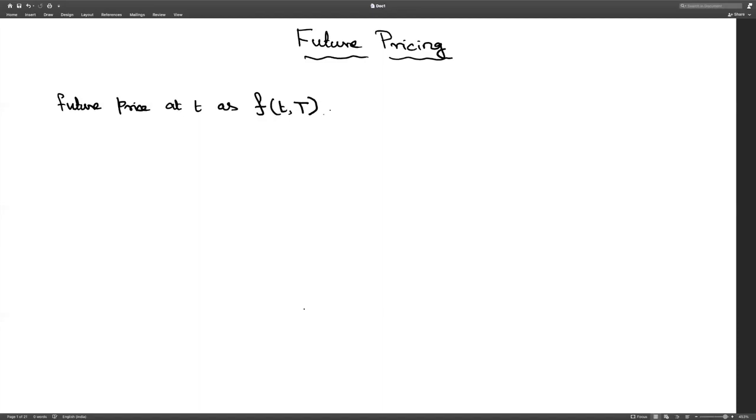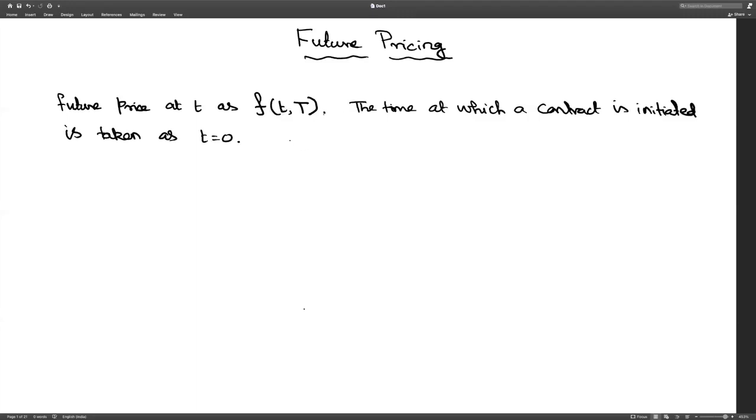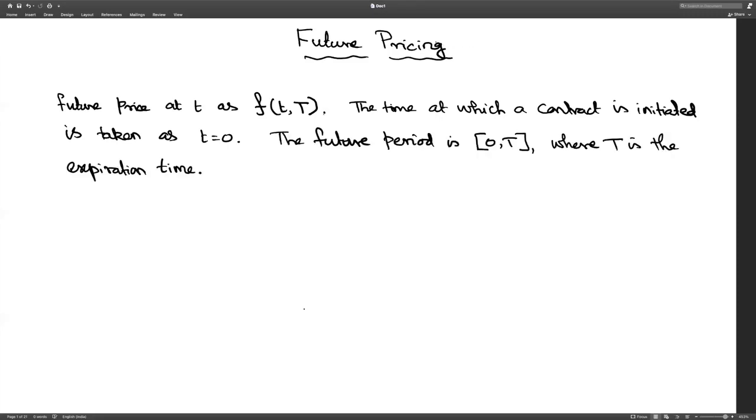We denote the future price at any time t by f of t and its expiration is capital T. The time at which a contract is initiated is always taken as t equal to 0. Hence, a future contract from the time it is initiated till the expiry is the period of the future and it is an interval 0 to T. So the future price is in general different from the spot price of the underlying asset.